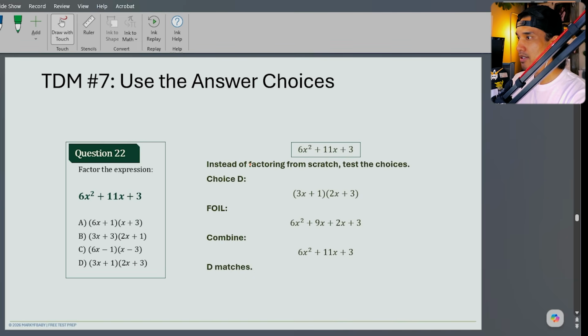Here's an example. So 6x squared plus 11x plus 3. Instead of factoring from scratch, I could test each answer choice here, right? I could FOIL 3x times 2x, 3x times 3, and then 1 times 2x, and 1 times 3, and just FOIL each one. And then I find out that D matches, okay? After foiling each answer choice, it's actually faster to do this rather than to solve from scratch. And I've done that before on one of my videos.